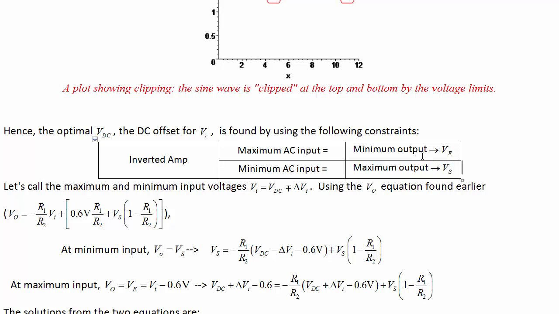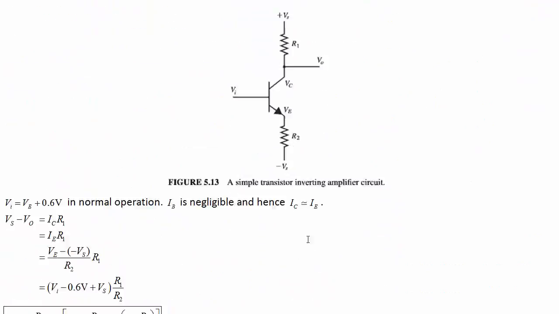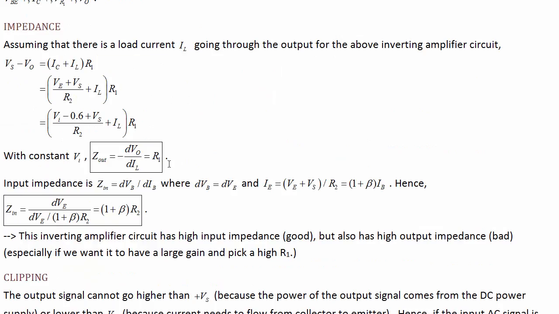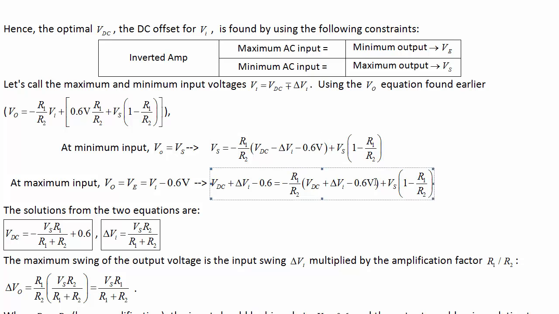What makes this a little bit complicated is that VE is going to depend on the current. So I encourage you to give a shot at writing those equations, using the ones we had in the previous section. If you do all of that, you'll come up with these two expressions. So at the minimum input, the output voltage is equal to Vs.